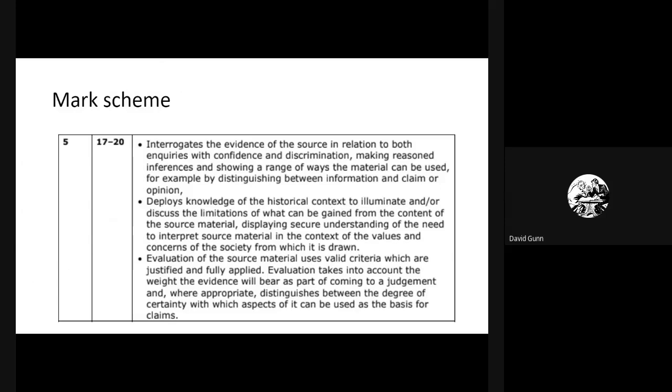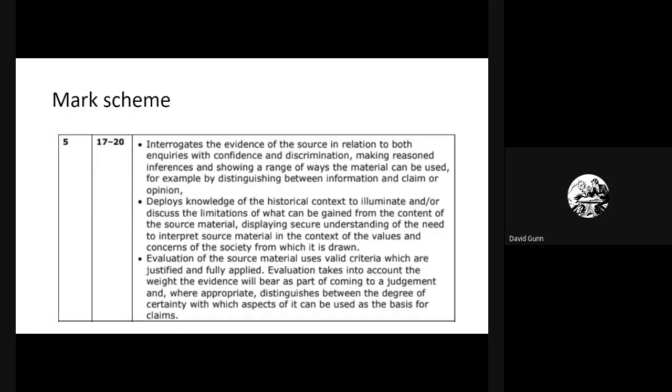Next bullet point, deploys knowledge of the historical context to illuminate and/or discuss the limitations of what can be gained from the content of the source material. So this is your own knowledge, okay? So to illuminate, so to highlight things and to discuss limitations, displaying secure understanding of the need to interpret source material in the context of the values and concerns of the society from which it is drawn. So that's a key term, the values and concerns of the society. So it's focusing on this because this is what people were concerned with at the time. That's what it's getting at.